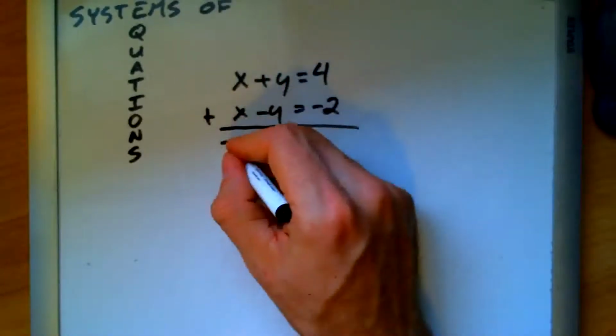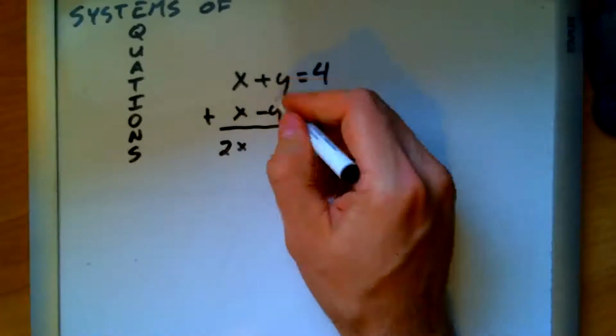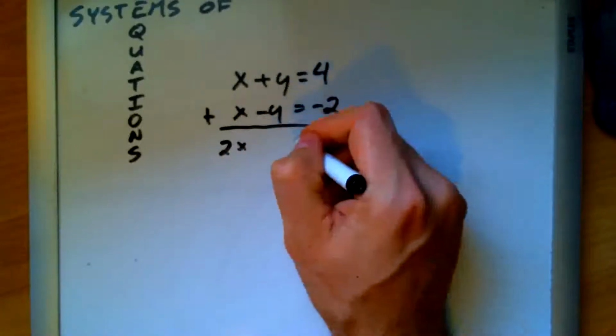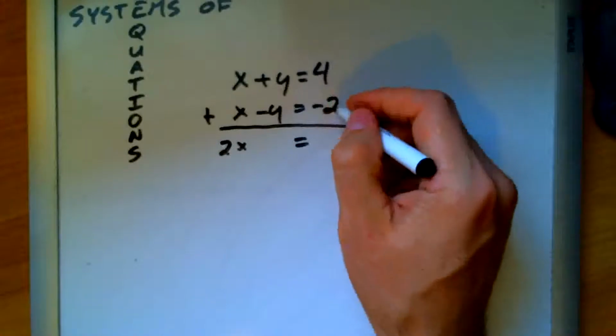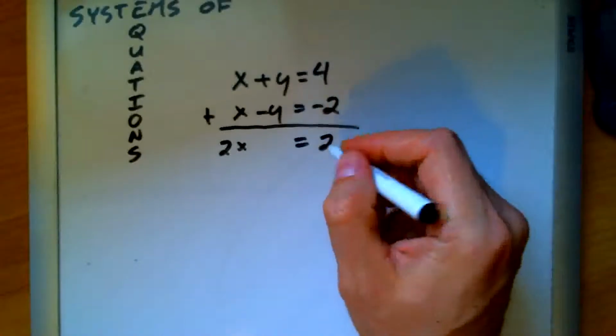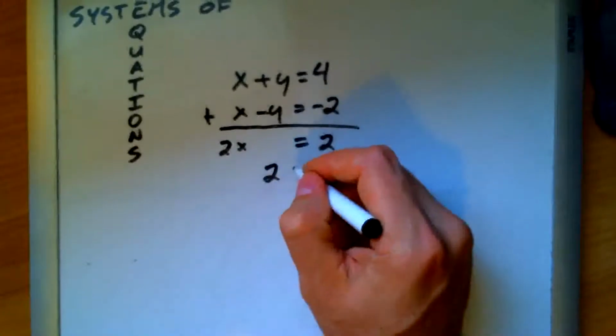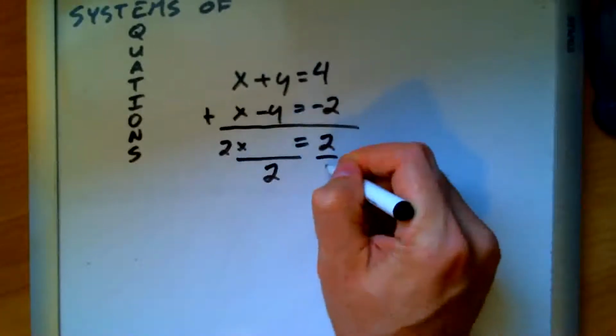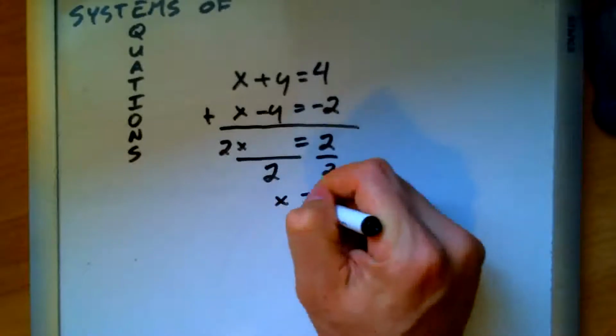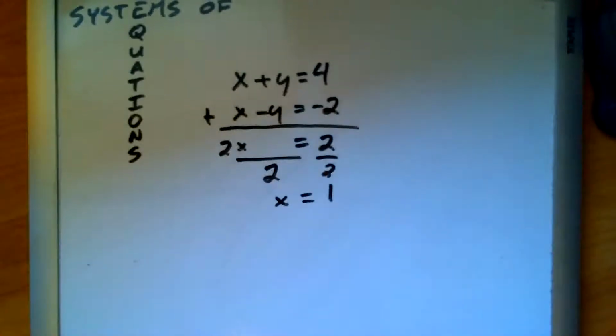So if I have x plus x, that's 2x. If I have y plus negative y, that's nothing. If I have 4 plus negative 2, that's 2. So now to isolate the variable, to get x on its own, I can divide both sides by 2 and be left with x equals 1. We can do this the other way as well.